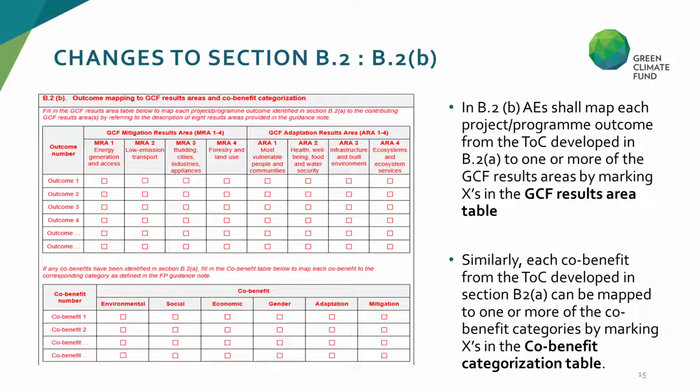If any co-benefits are identified in the TOC, AEs are requested to fill the co-benefit categorization table in this section, similar to the outcome to GCF result area mapping table.